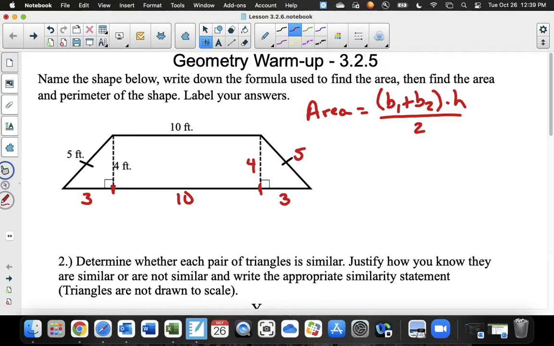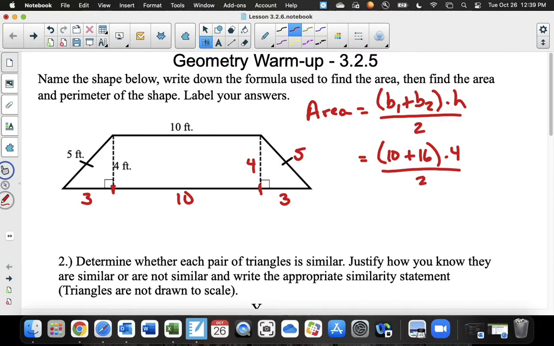And now you've got all the information you need in order to find the area. Now you can plug in your information. So base 1, we'll call that 10, plus the bottom now has a total length of 16, so we can put that in there. We've got a height of 4.